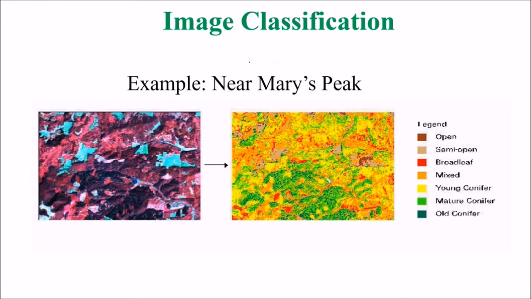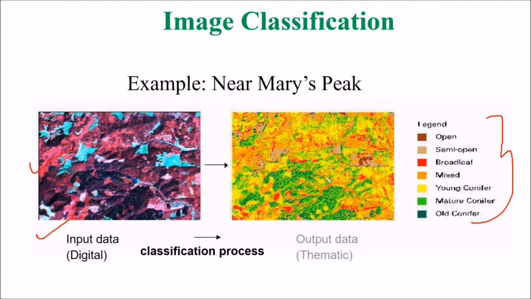Okay, now image classification. This is an example of just a simple classification. These are your classification classes. This is your input digital data, and after the classification process, you'll get a thematic map. Classification gives you a map because this image has been classified. Now you get the classified data.